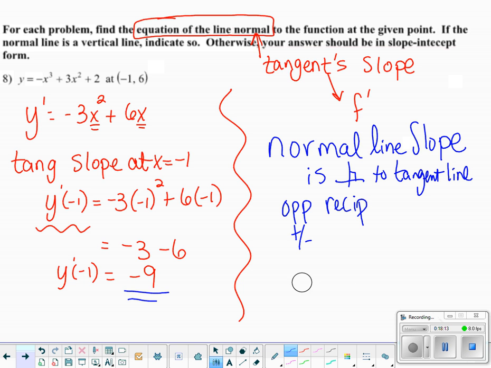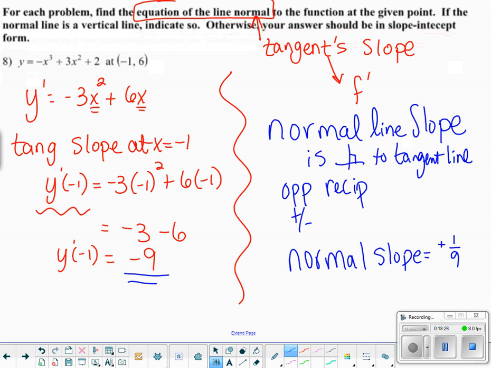Whoops, I'm trying to write the word normal and talk at the same time. It's not going so well. Normal slope would be positive 1/9. Opposite in sign and reciprocals.